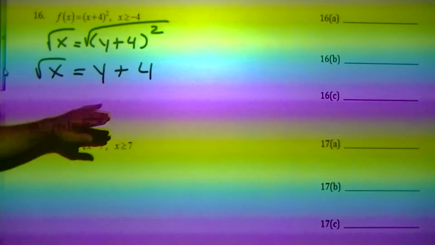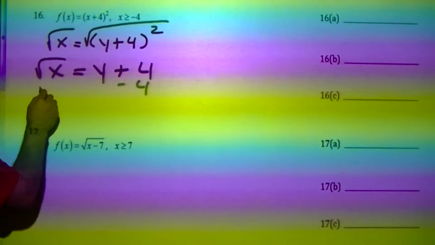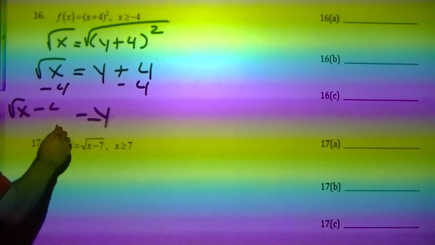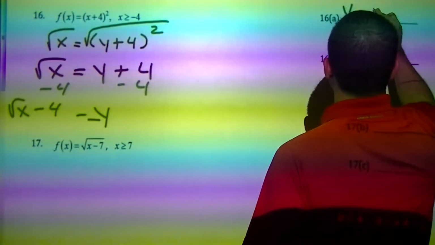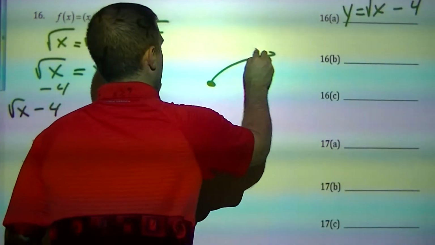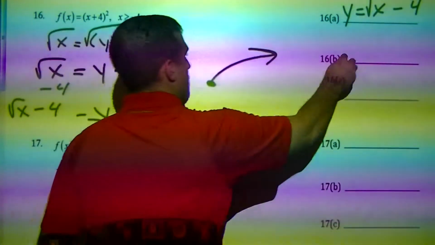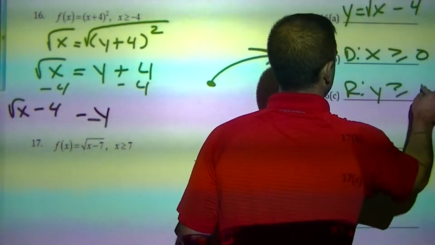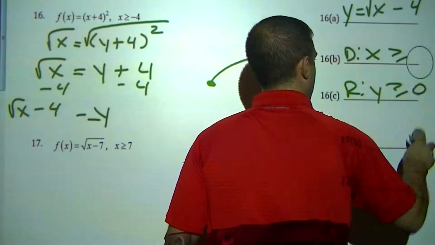Okay. On this one, I'm going to subtract 4. Okay. So what I got for an answer is square root of x minus 4. All right, so that's going to be on the outside. Okay. Once again, square root graph. All right. So the domain is going to be x is greater than or equal to. The range is going to be y is greater than or equal to. Oh, not 0. Just greater than or equal to.